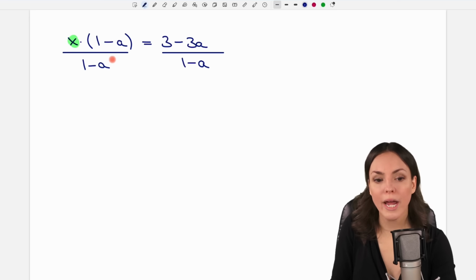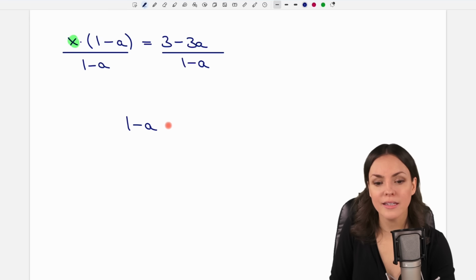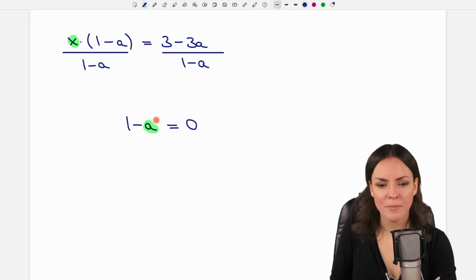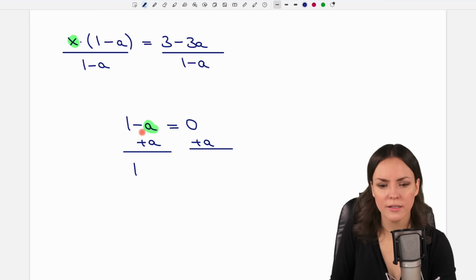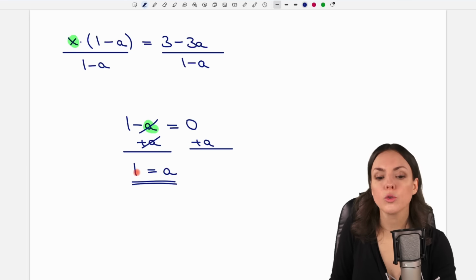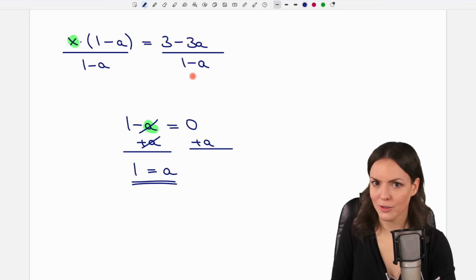So the question is, when would this 1 minus a equal 0? Well, let's solve this equation for a. Maybe we bring it to the right side by adding a on both sides of the equation. Then we have the 1 here. This cancels out. And on the other side, 0 plus a equals a. So if a equals 1, then this expression here equals 0. So if a equals 1, I would divide by 0. And I'm not allowed to do that.